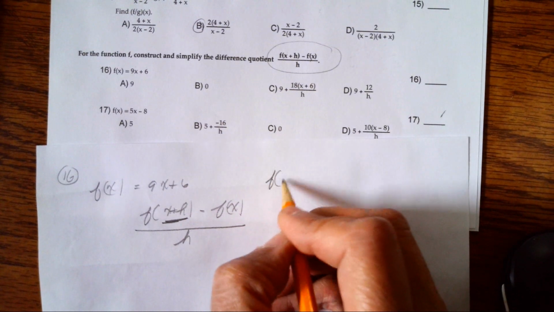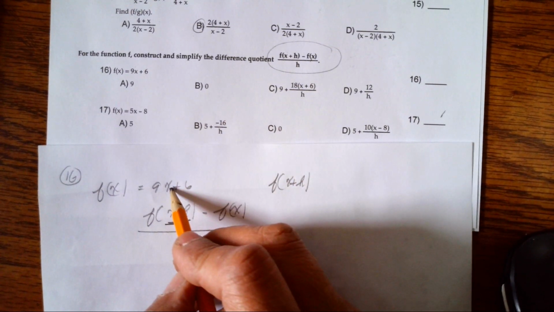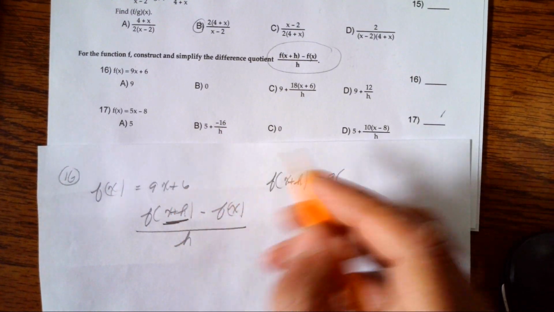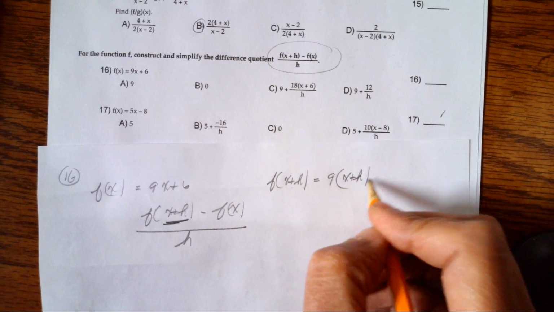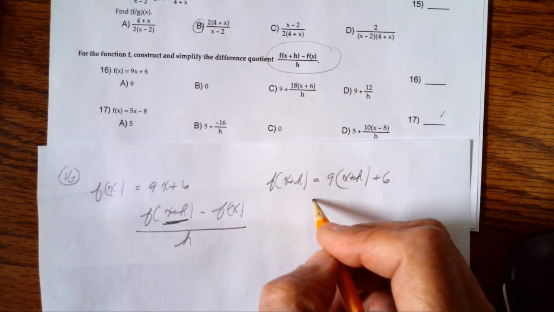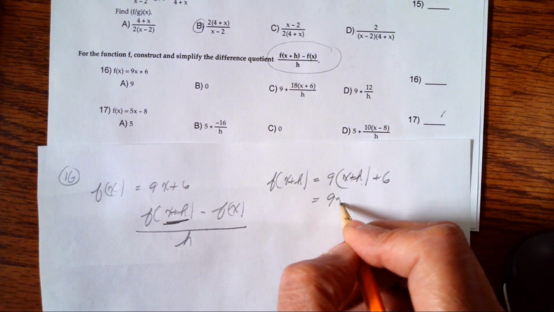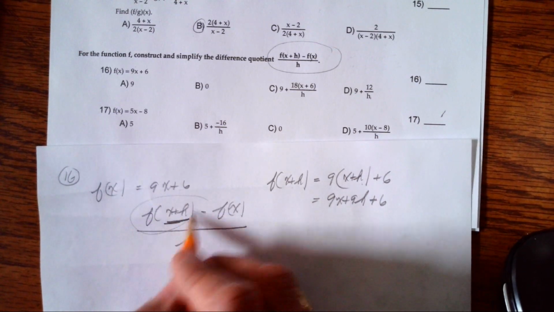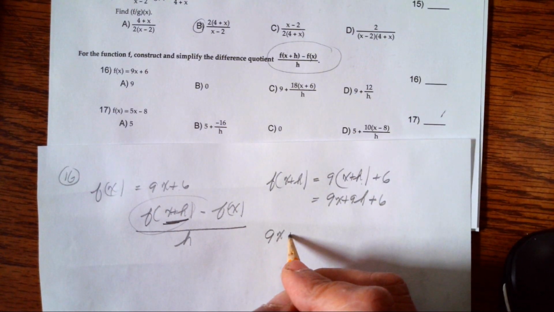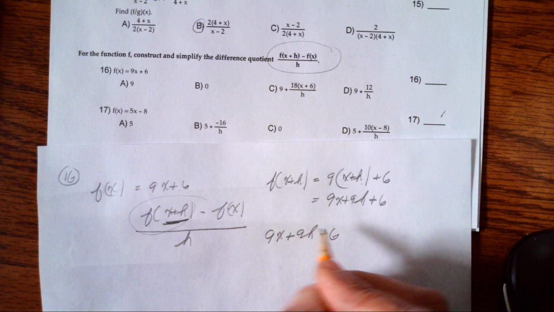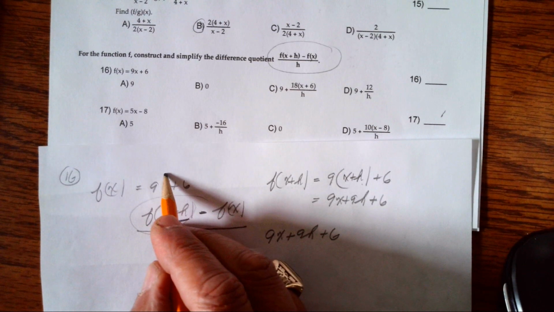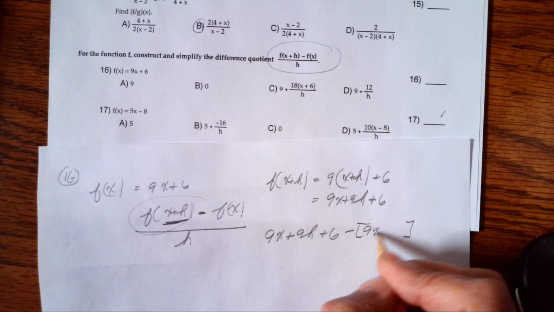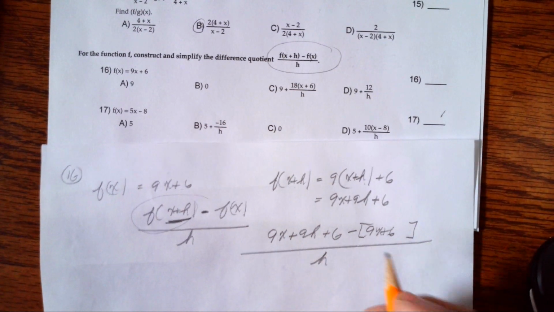So f of x plus h, wherever I see x, I need to substitute x plus h into this function. So this is 9 times, in place of x, I'm putting x plus h, and then I'm adding 6. So distributing, I get 9x plus 9h plus 6. Alright, so this first part here is 9x plus 9h plus 6. Now I have to subtract f of x, which is 9x plus 6, and then divide this whole thing by h.